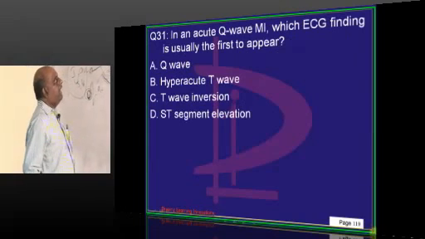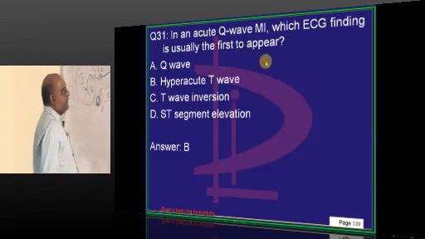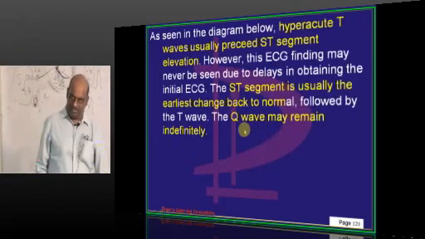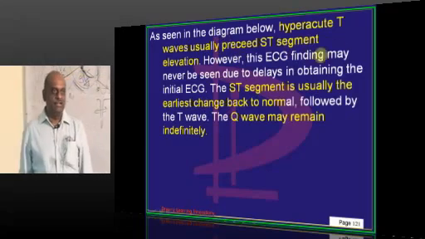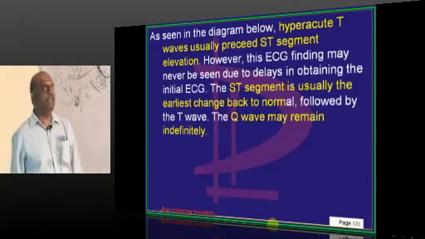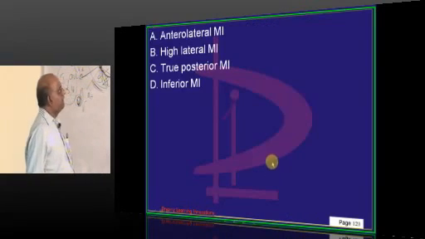Now doctor, in acute MI, which ECG finding is first to appear? Hyperacute T waves, ST segment elevation, T wave inversion, appearance of Q waves, that is the order in which it progresses. So what is the correct diagnosis here?